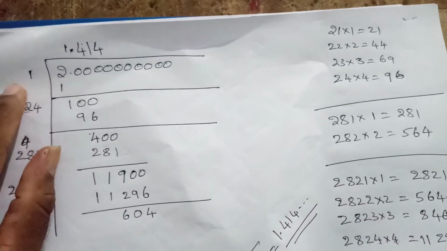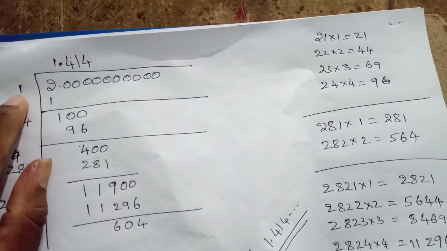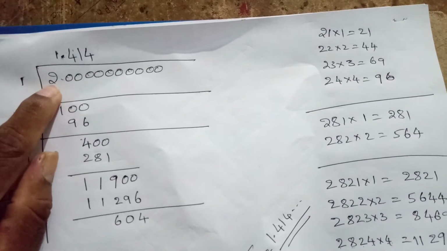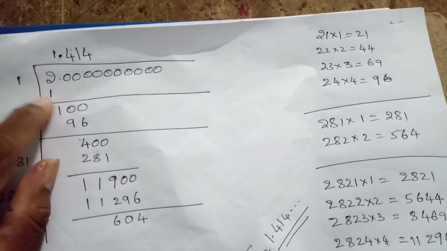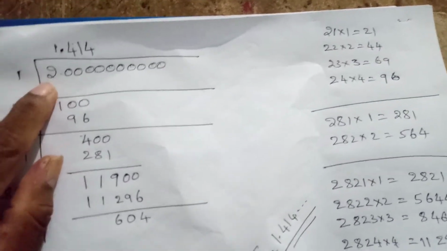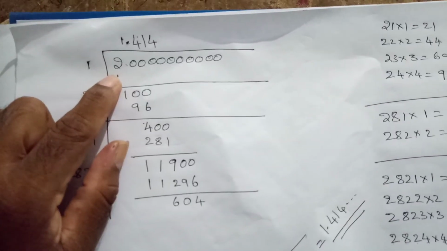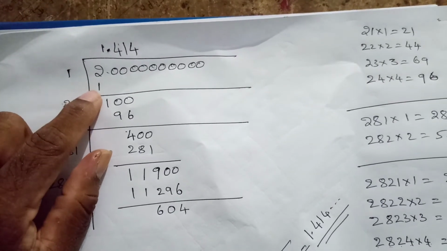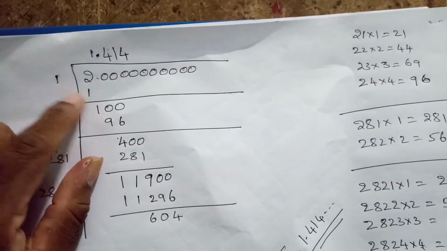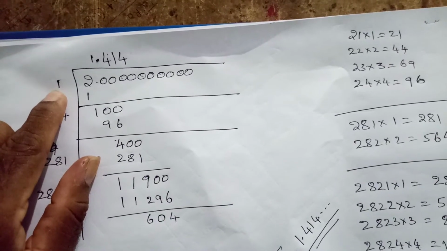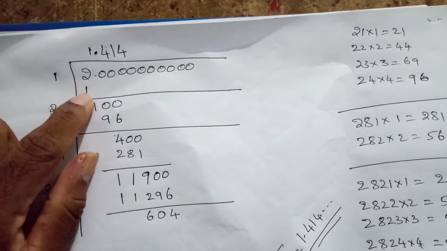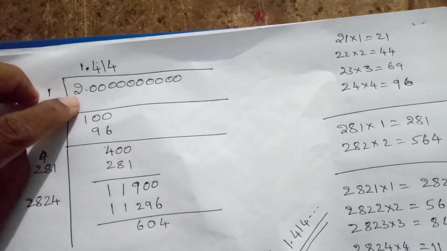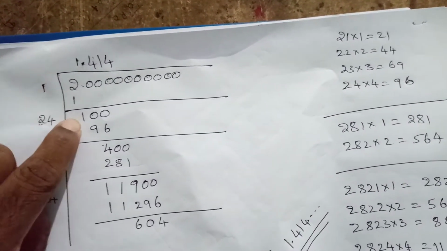Now here you take the perfect square root less than 2. So what is the perfect square root less than 2? That is 1 only. Therefore 1 can be written like this. 1 square is 1. Okay, now just subtract, you will get 1.